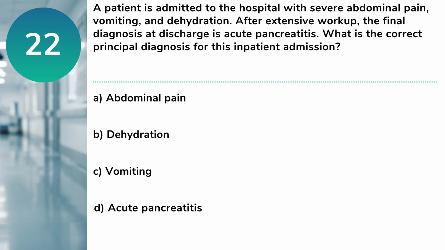Question 22. A patient is admitted to the hospital with severe abdominal pain, vomiting, and dehydration. After extensive workup, the final diagnosis at discharge is acute pancreatitis. What is the correct principal diagnosis for this inpatient admission? A. Abdominal pain. B. Dehydration. C. Vomiting. D. Acute pancreatitis.